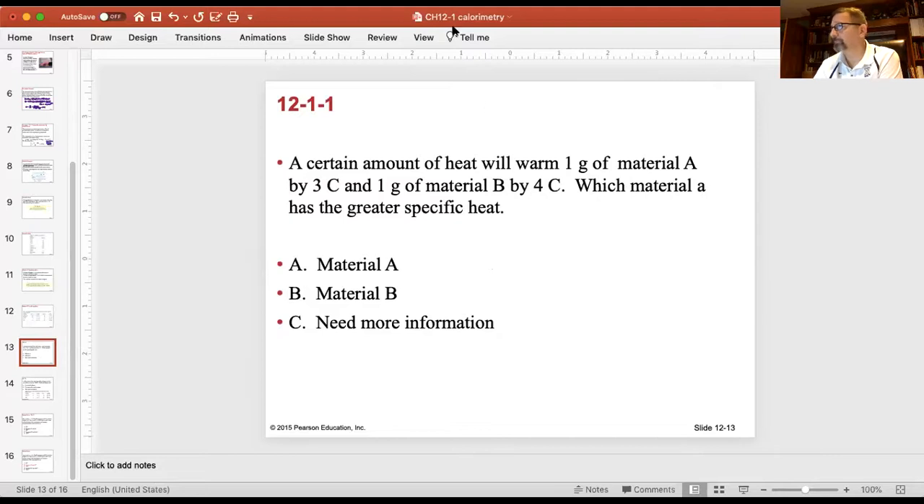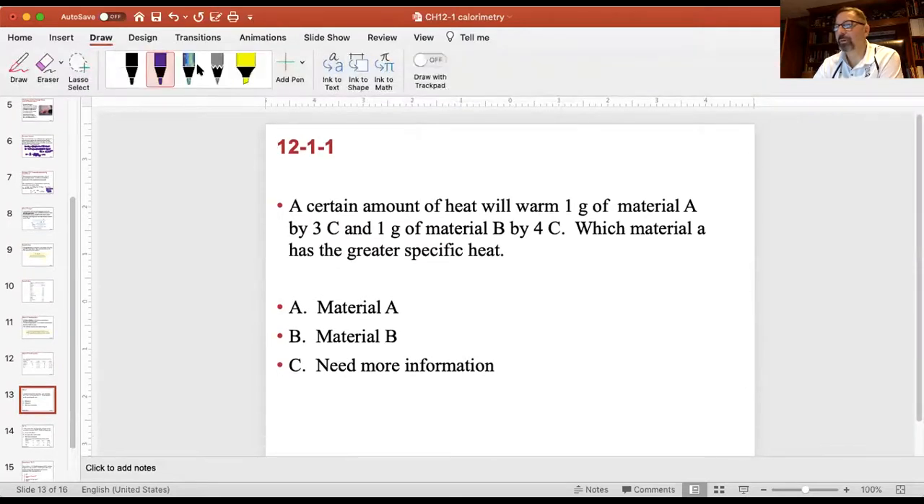So here's the first question. And oh, look at that, spelled question wrong. Let me get a tool to draw.